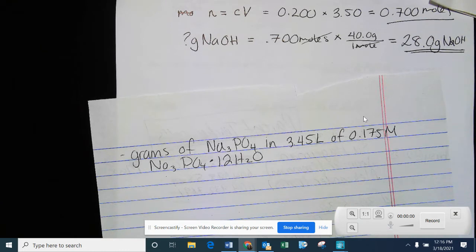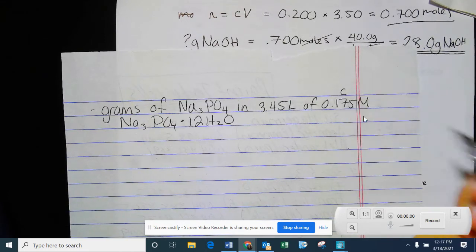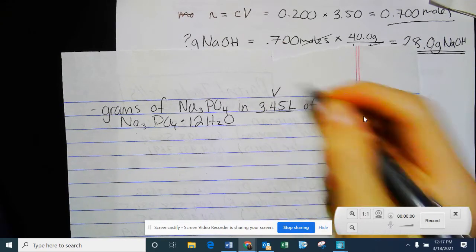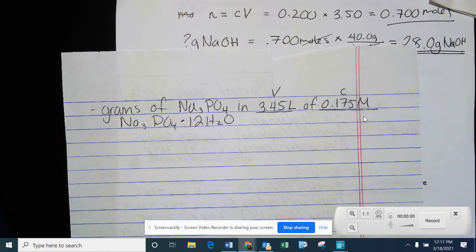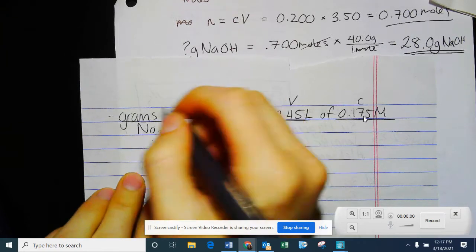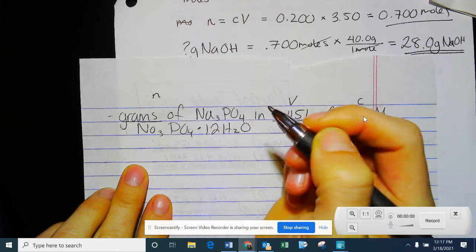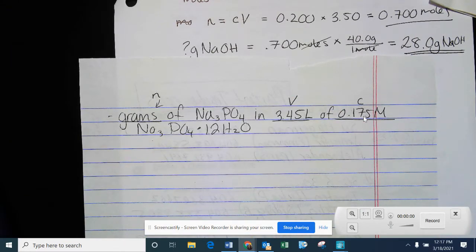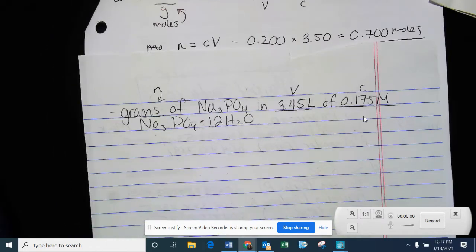And do I have my calculator handy? Yes. Okay, good. All right, so first thing we're going to do is we are given our concentration. Our C is 0.175. We're given our volume, our V, which is 3.45 liters. We don't need to convert it. It's already in liters. We are good to go. And what we're looking for is grams. So we're going to have to find moles, and then we're going to have to use the molar mass and get to grams.